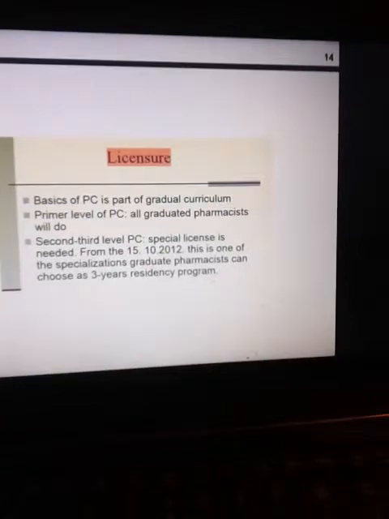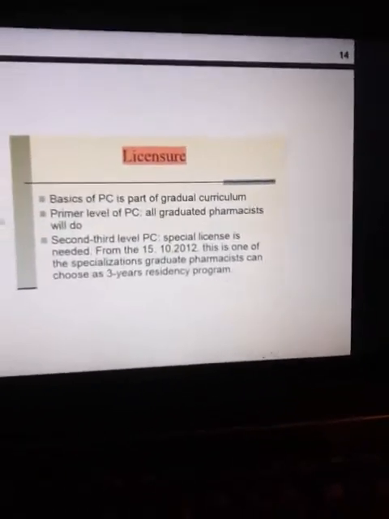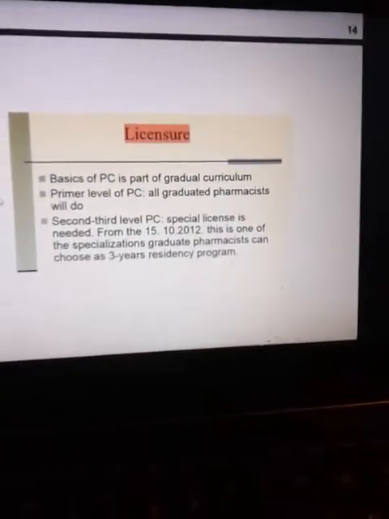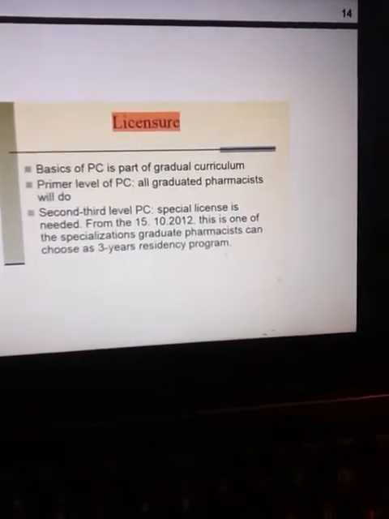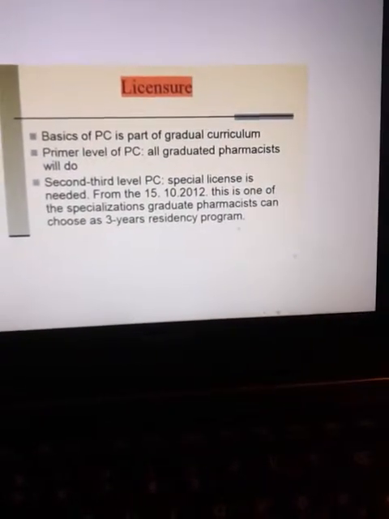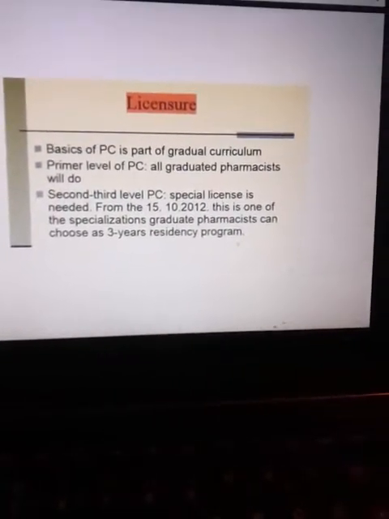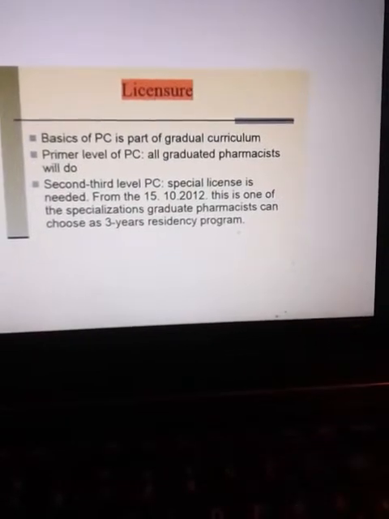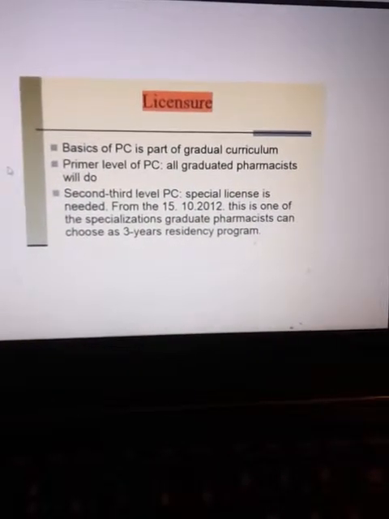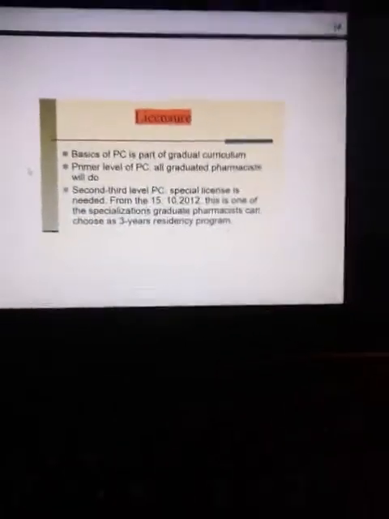Primary level of pharmaceutical care, all graduate pharmacists will do. For the second and third level of pharmaceutical care, a special license is needed. From the 15th of 10 of 2012, this is one of the specializations graduate pharmacists can choose as a 3 years residency program.